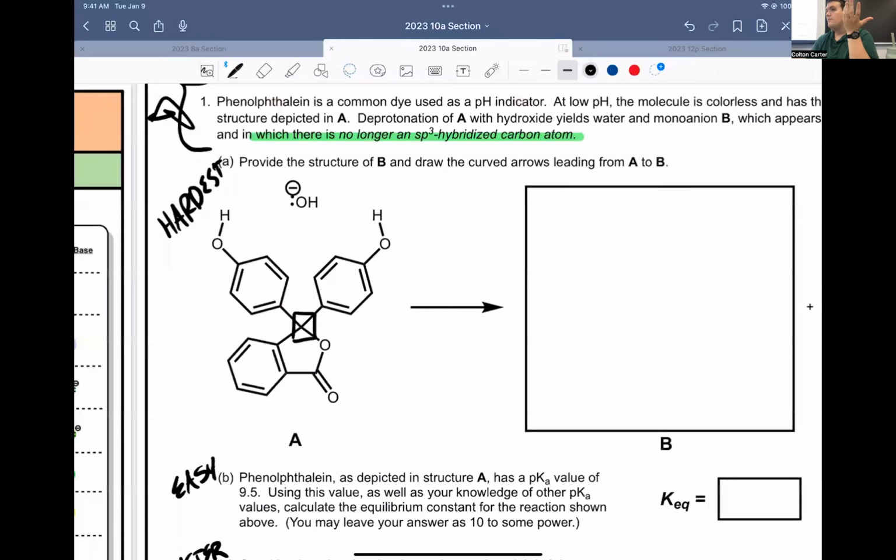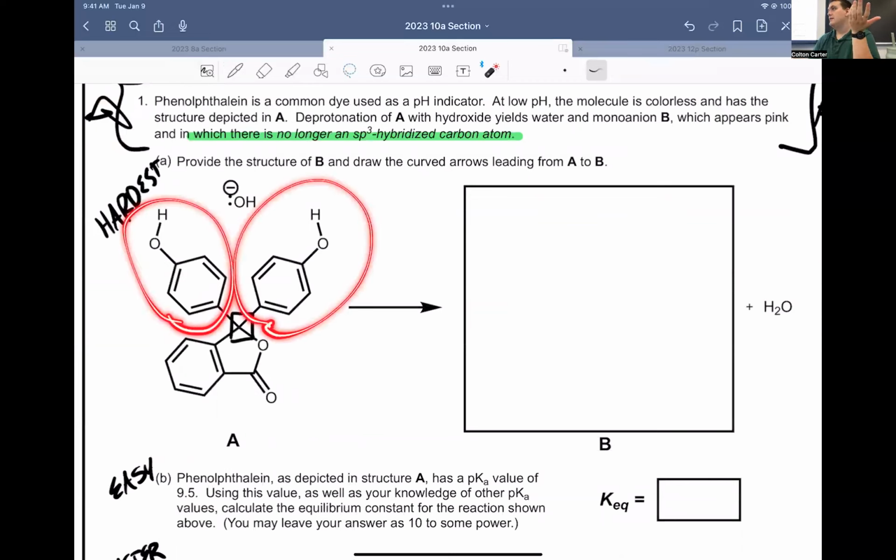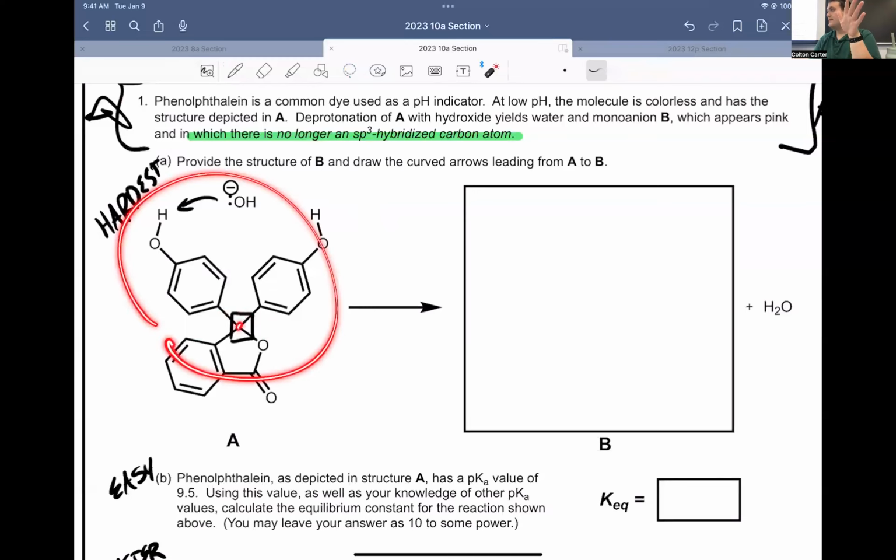Now, we know we're going to use a base, and our base is hydroxide, right? And what is the acidic proton that we're going to take? The hydrogen on the OH. And is it clear that these are both equivalent? These are the same group, so we could attack either one and it's fine. I'm just going to attack this one arbitrarily. So somehow we need to do stuff that's going to break this bond.